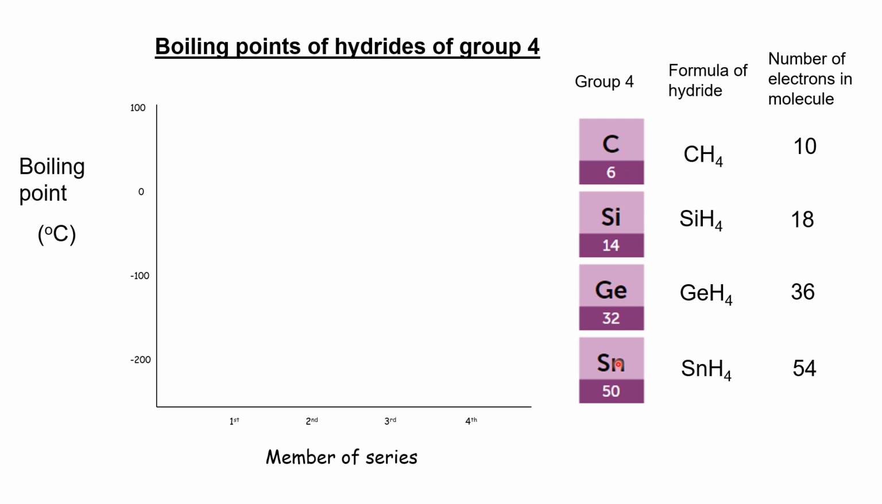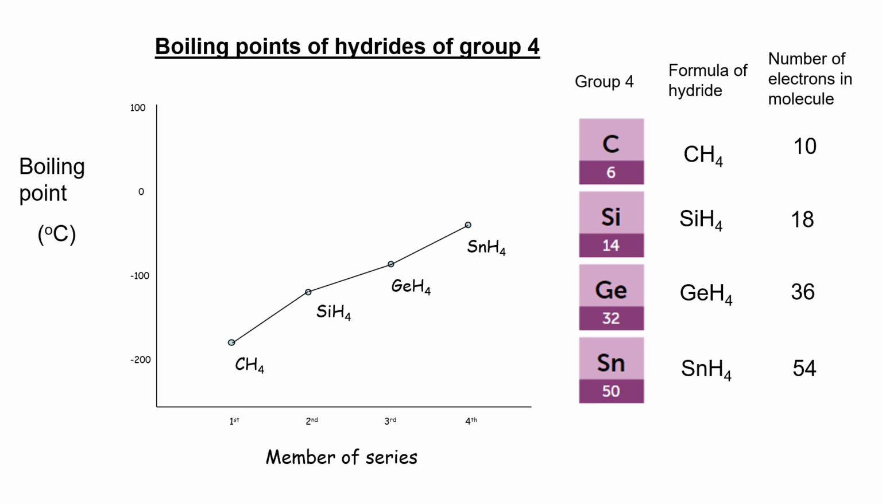As we go down from carbon down to tin, you'll see that the number of electrons in the molecule increases. This means the strength of the London dispersion forces between the molecules also increases. Therefore, the boiling point will increase for each element joined to hydrogen as you go down a group. So carbon hydride will have the lowest boiling point, tin hydride will have the highest boiling point. And you can see from the data here, carbon hydride has got the lowest boiling point, and there's an increase in boiling point as the hydride has more electrons.